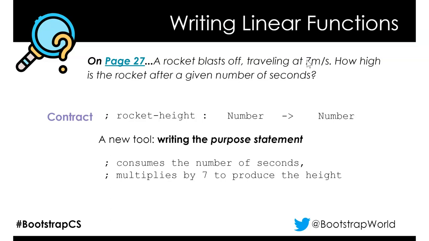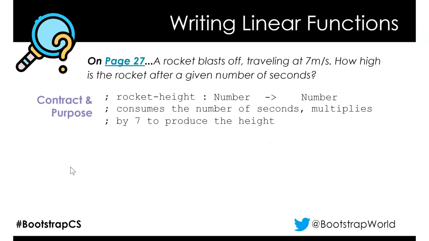we can multiply 2 times 7, 3 times 7, 4 times 7 to get the height, which now we're going to say is in meters, after a certain number of seconds. So multiplies by 7 to produce the height. That makes sense. So that's our purpose statement. And we can write that using WeScheme comments. Now, we already know this part, examples. And that's how I thought through it.